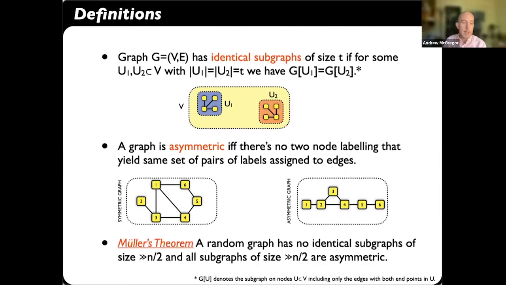Okay, so a nice existing result from random graph theory is Müller's theorem, which says that a random graph, by which I will mean an Erdős–Rényi graph with parameters n and 1/2, has no identical subgraphs of size a constant more than n/2, and all subgraphs of size substantially more than n/2 are asymmetric. We're going to use this result heavily, and then we're going to need to extend it to actually get our final result.